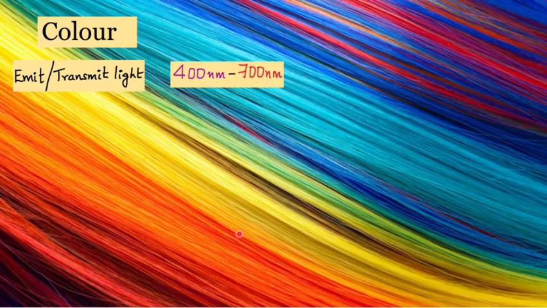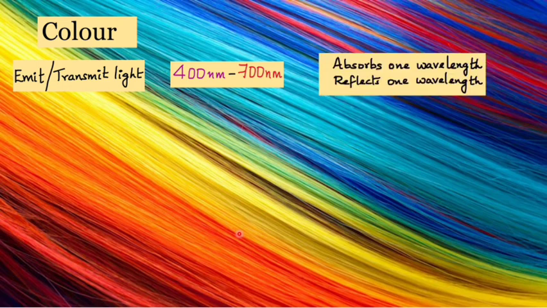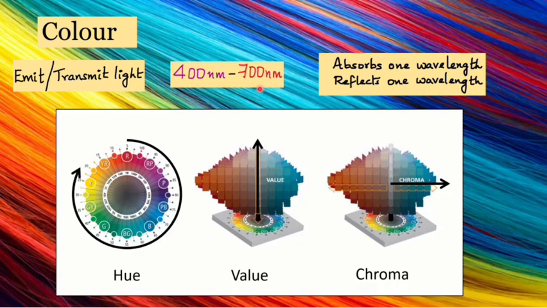So color is produced when an object is going to either emit or transmit light. That is, it will absorb particular light and it will reflect particular light. A human eye can see light from the violet to the infrared area, that is from 400 nanometers to 700 nanometers. Now color has three dimensions. So it has a hue, a value and chroma.